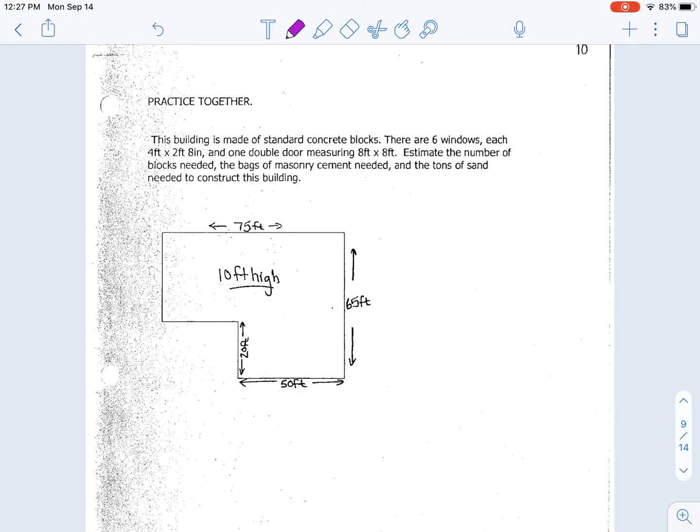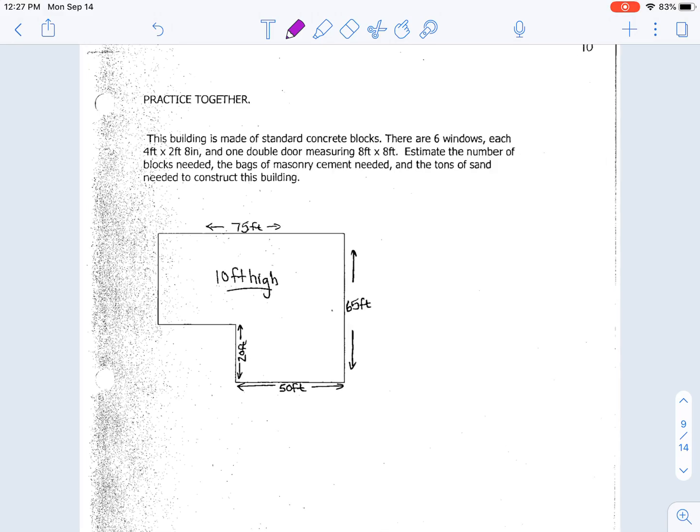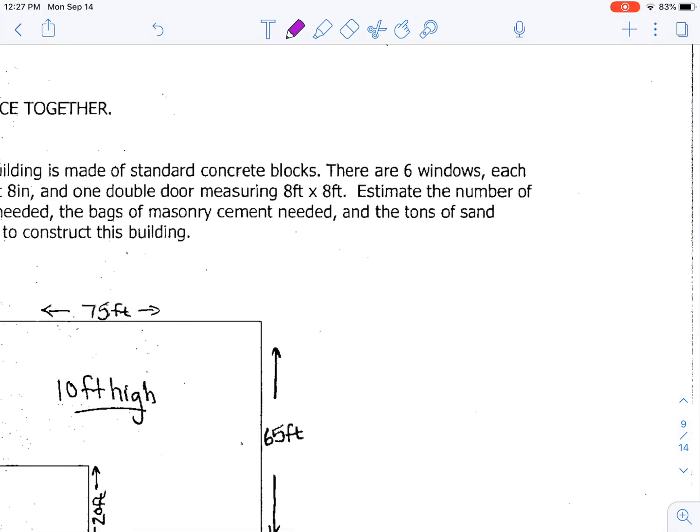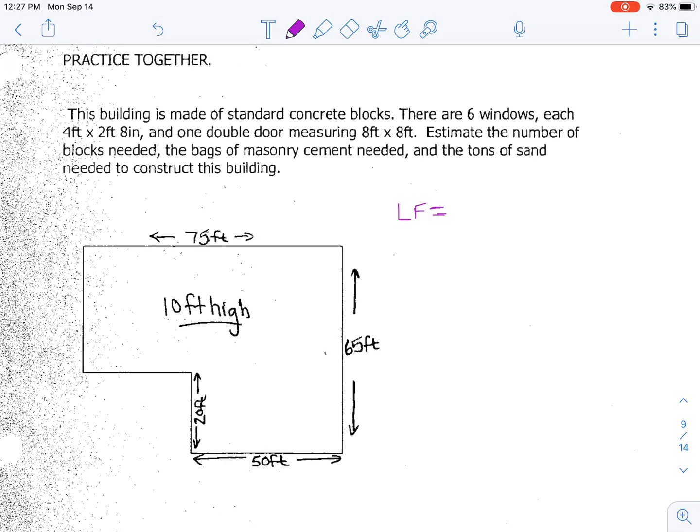So what we have to do is pretend like the building has no openings at first. So we're going to calculate the entire linear feet going around the building. Now, if you notice, there's some missing dimensions. And we can find out what those missing dimensions are. There is a sneaky way of doing it, but I want you to find the missing dimensions.